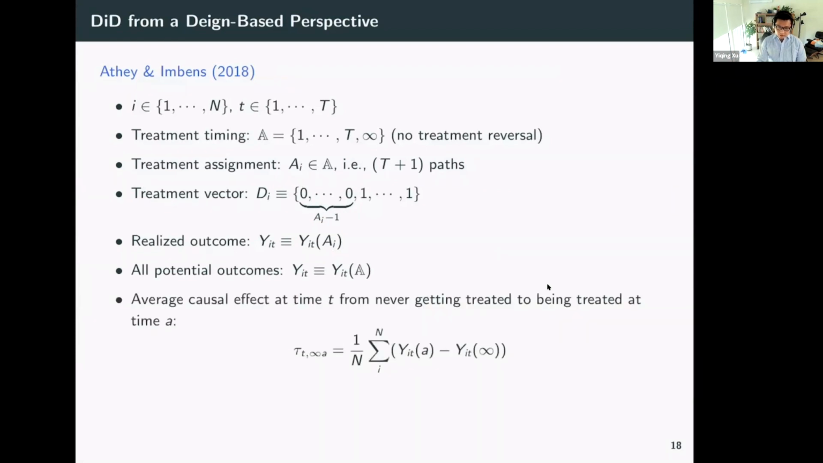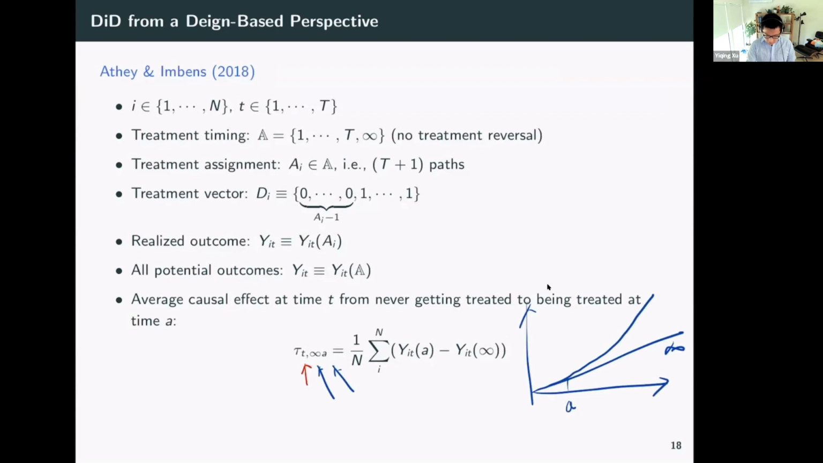And the average causal effect, this is a fairly complicated notation. The average causal effect at time t is basically the potential outcome at time t, and these two represent your comparison. When we talk about treatment effects, it's always one treatment compared with another treatment, right? One condition compared with another condition. So a represents your potential outcome path when you get treated at time a, and infinity means you never get treated, right? That's the comparison of two paths. And then this path, let's say this is the infinity line, and then this is the line when you get treated at time a, and then this is time t.